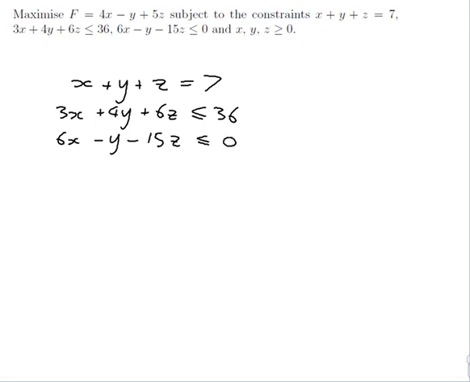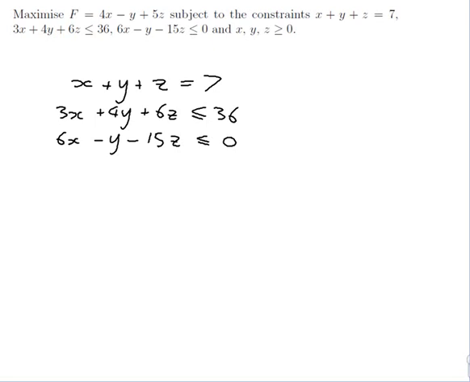Okay, so now I need to add slack variables. So first I should check to see if all the inequalities have a less than or equal to sign, and they do, because if they had a greater than or equal to sign, I would have had to multiply by minus 1 so that they point in the right direction. And now I can add my slack variables.